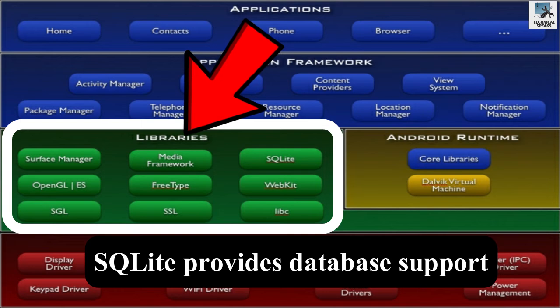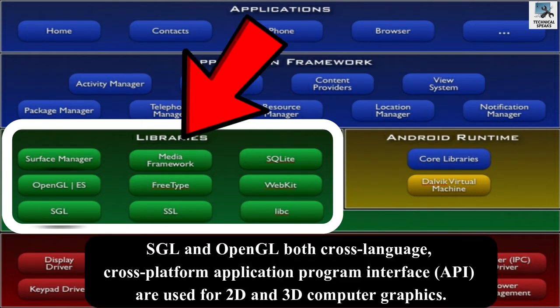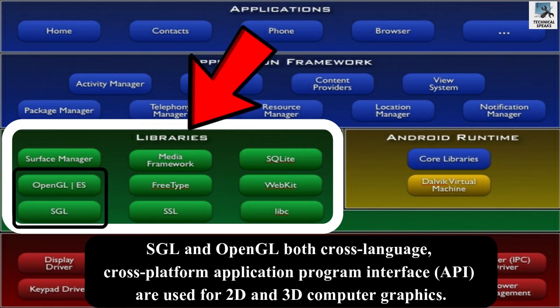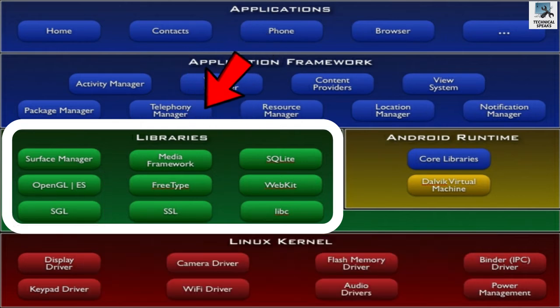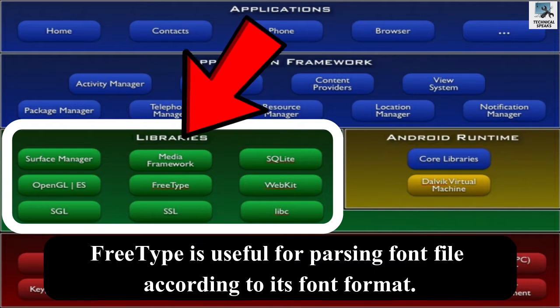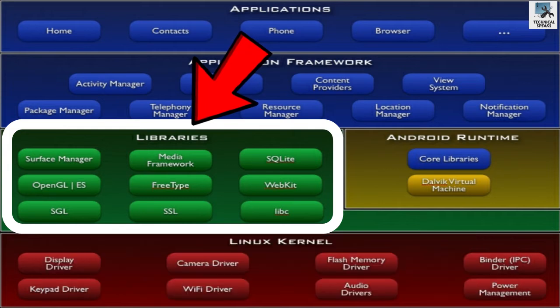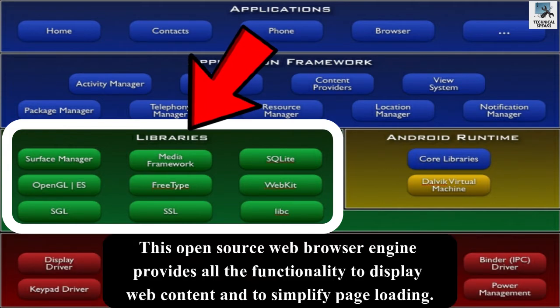Next, SQLite, which provides database support. Next, SGL and OpenGL are both cross-platform application program interfaces, also called APIs, which are used for 2D and 3D computer graphics. Next, FreeType, which is useful for parsing font files according to their font format. Next we have WebKit. This open source web browser engine provides all the functionality to display web content and to simplify page loading.